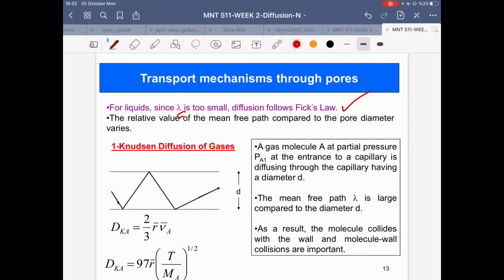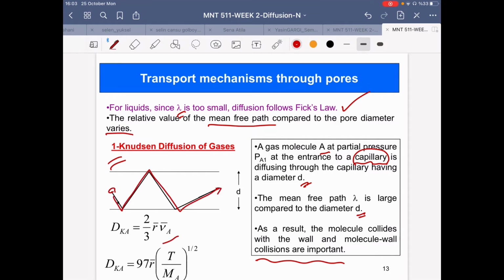The relative value of the mean free path compared to the pore diameter varies, and case number one becomes the Knudsen diffusion of gases. A gas molecule A at partial pressure PA1 at the entrance to a capillary is diffusing through the capillary having a diameter d. The pore network can be thought of as a capillary. The mean free path is large compared to my diameter, and as a result, the molecule collides with the wall, and molecule-wall collisions become important. And that's when you see that this is what's happening.